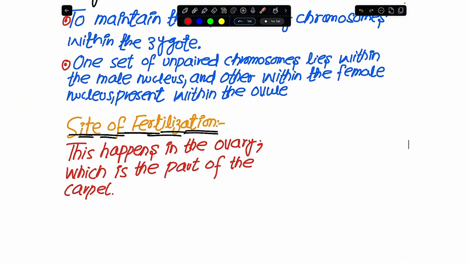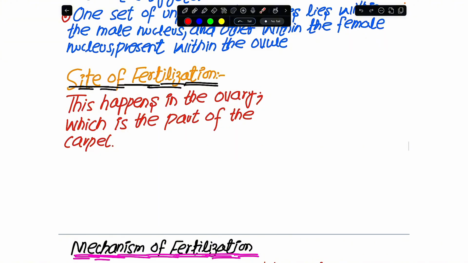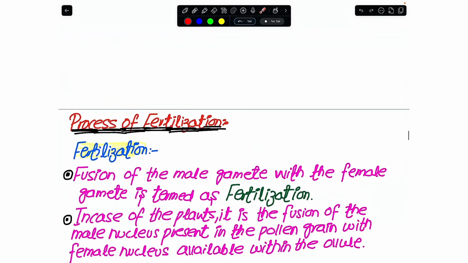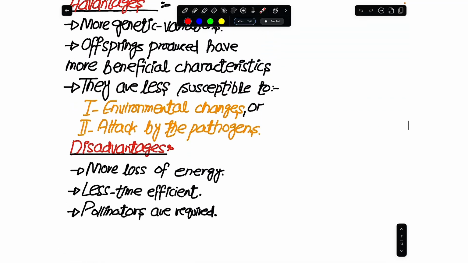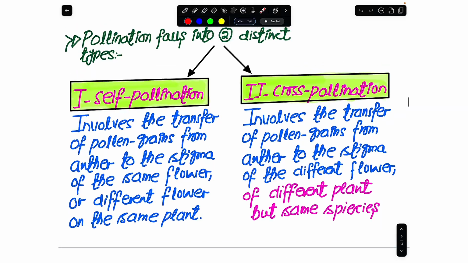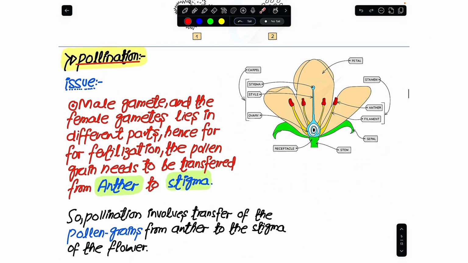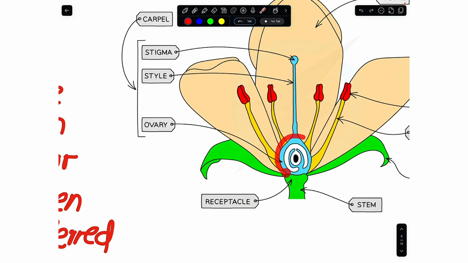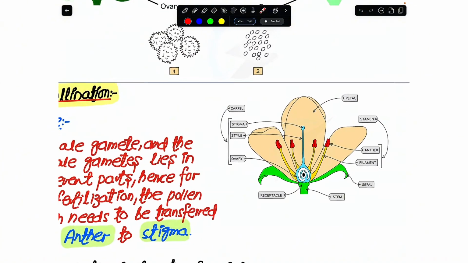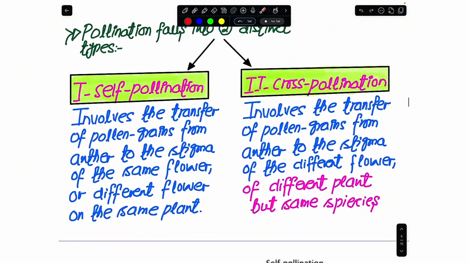Now the thing is, where does the fertilization happen? If I were to just take you back to the diagram of the flower, you see we have the ovaries here, right? And in the ovaries, we have the ovule. So this is actually the ovaries where the fertilization would be happening in case of the plants.